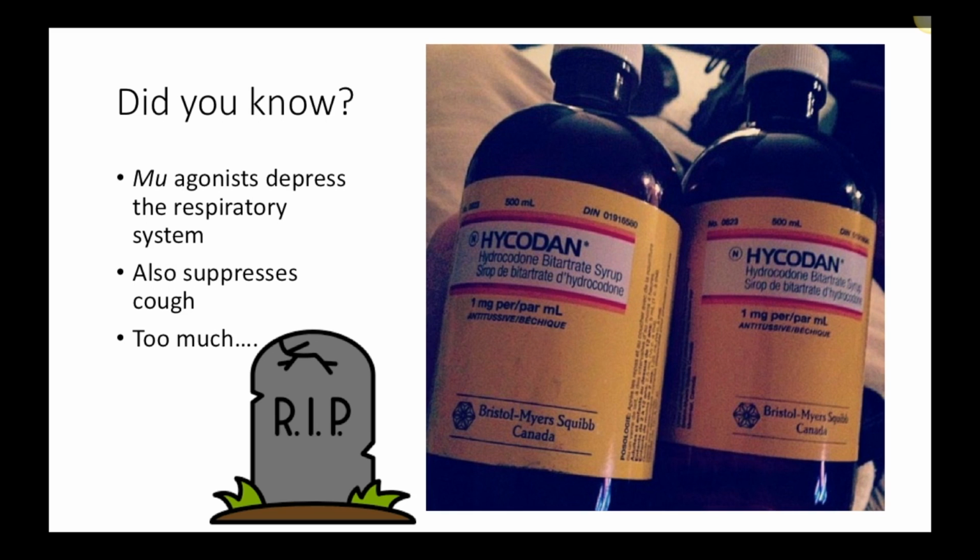Interesting fact, mu agonists depress the respiratory system. They also suppress the cough mechanism in animals. So, that being said, if we give too much of an opioid, of a pure mu receptor opioid, then of course we can cause death because their respiratory system gets so depressed it just stops working.